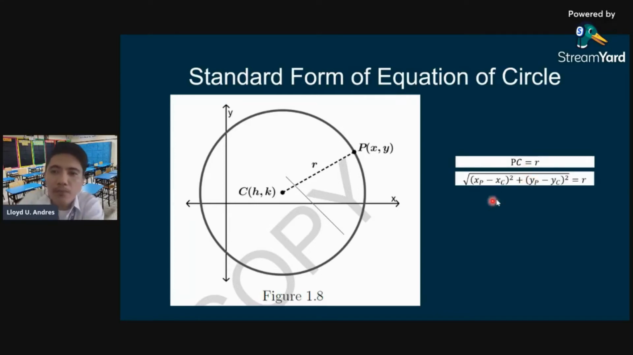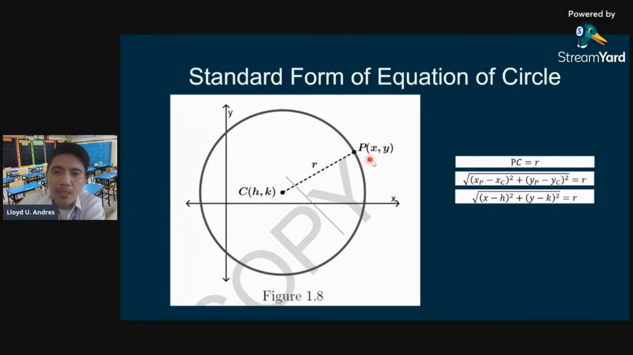And then using the distance formula to solve for the distance from P to C, it is just equivalent to the square root of the quantity x sub P minus x sub C squared plus y sub P minus y sub C squared, which is equivalent to r, because this is equivalent to r. So we only use the distance formula. We substituted the distance formula. Then continuing from this illustration, the x coordinate of our C is h. So we can substitute it here.